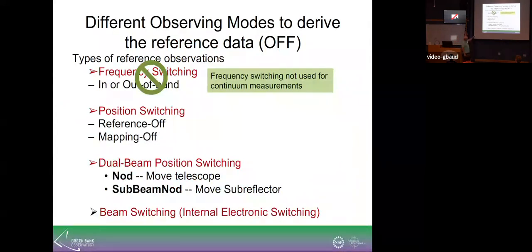There are two main ways, frequency switching and position switching. For continuum observations, you don't use frequency switching because you're subtracting continuum minus continuum, so that's not helpful. But we do use position switching. Frequency switching is used in spectral line for narrow spectral lines. You can do position switching with mapping. You can have a reference off. We have these modes here. We don't necessarily get into it. These in boldface are actually the commands that we give for the GBT.